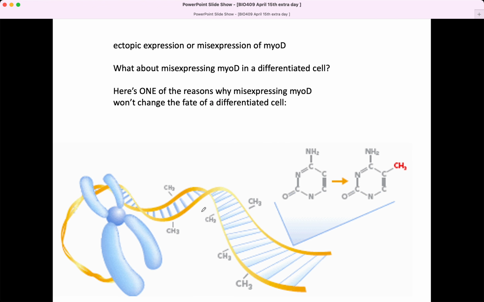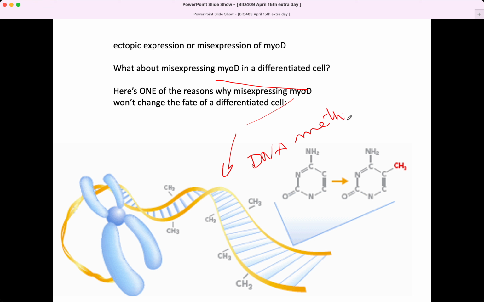And so that's a good example. One of the things we learned about muscles in the muscle videos is that when we express MyoD in an undifferentiated precursor cell, we can make it into a muscle. But if we misexpress it in a differentiated cell, we can't make a muscle. And one of the reasons we learned is because of DNA methylation.